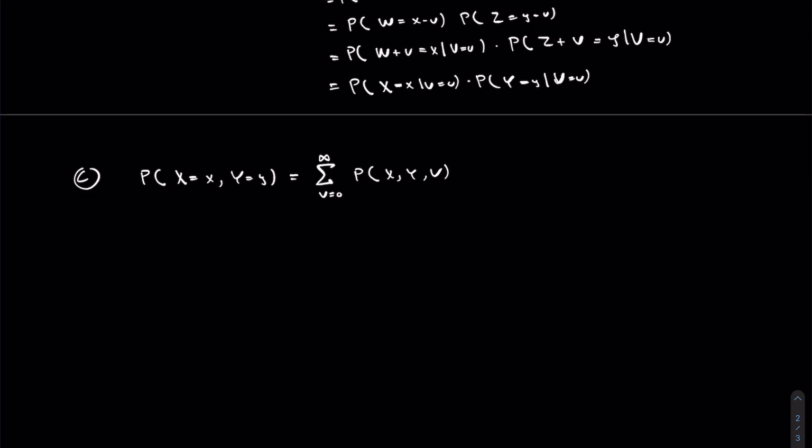And so this equals, basically, this term here is the same thing as writing, using the law of total probability, X like this, Y like that.